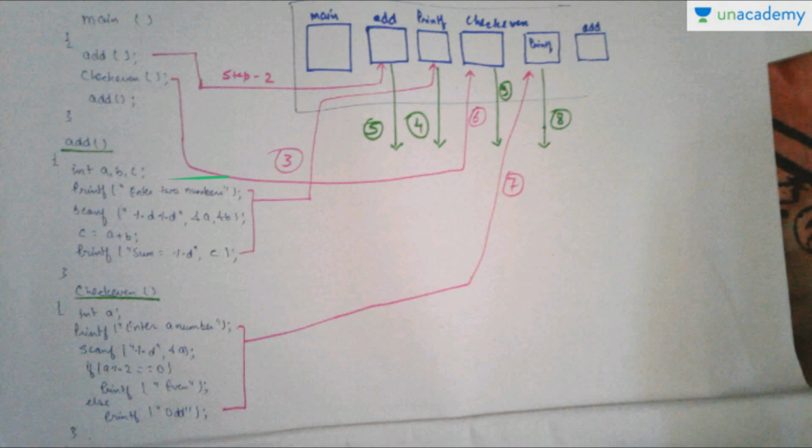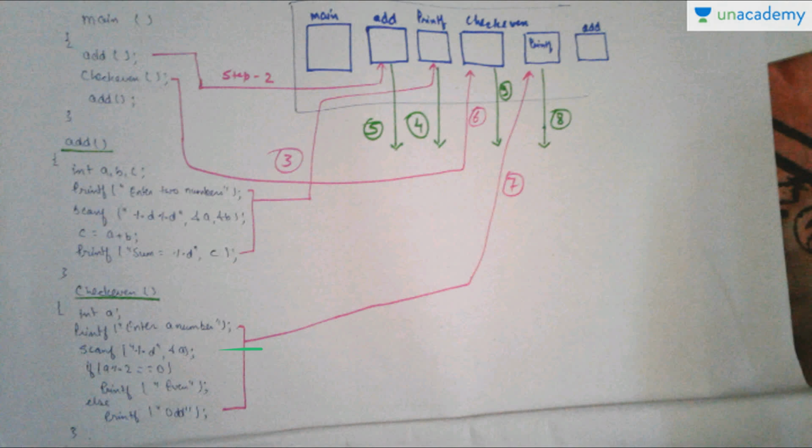I have taken three variables a, b, c. printf enter two numbers, scanf %d, address of a, address of b. c is equal to a plus b, and printf the result, that is c. Then here I have written the code for check even, whether a number is even or not. I have taken one variable a, then I print the value of a.